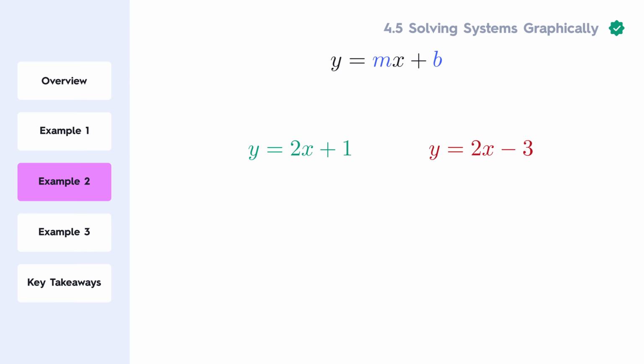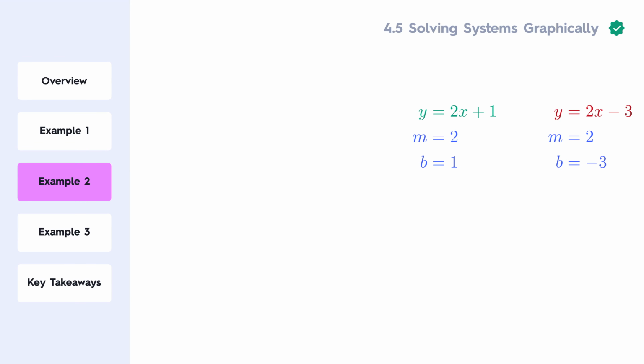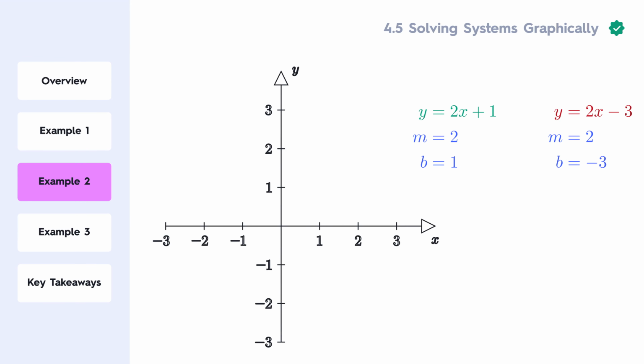For the first equation, y = 2x + 1, the slope is m = 2 and the y-intercept is b = 1. For the second equation, y = 2x - 3, the slope is m = 2 and the y-intercept is b = -3. Notice that both lines have the same slope, which tells us that the lines are parallel. Since they have different y-intercepts, they will not intersect and therefore have no solution. Let's plot both lines using their slopes and y-intercepts, just as we did before.